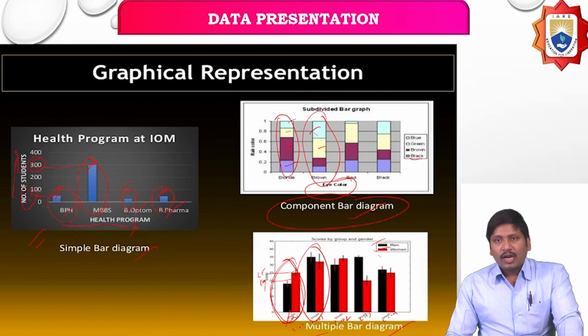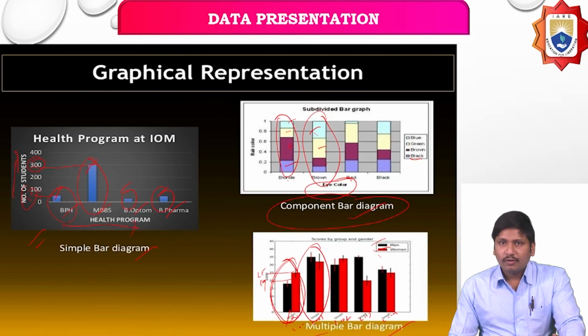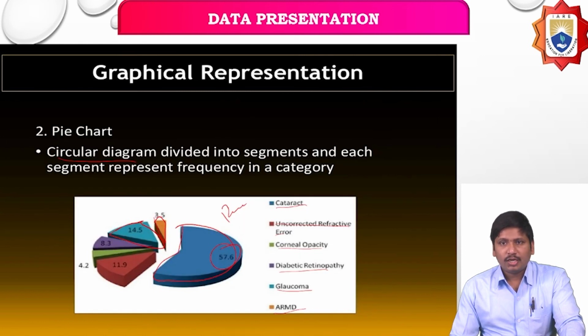So for graphical representation of the data, the very first one is the bar graph, which is of three types: simple bar graph, component bar graph, and multiple bar graph. The second one is the pie chart, another way of representing data graphically, where we divide the circle into different segments.